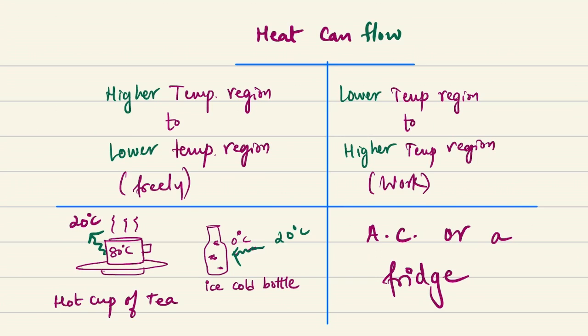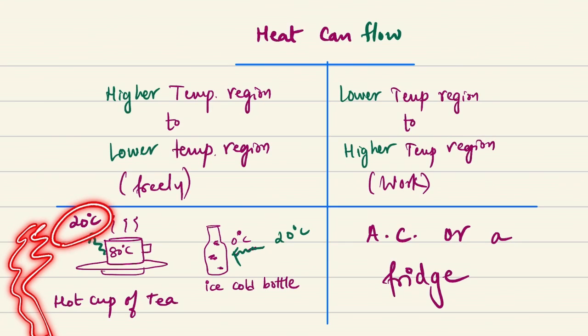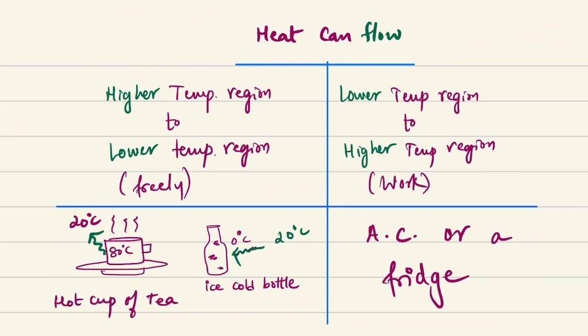But when you are making the heat flow from a lower temperature region to a higher temperature region, you will have to do work. For the sake of example, we can discuss the same example which we discussed in one of the previous videos on temperature. Let's say we have a hot cup of tea, and the temperature of the tea is 80 degrees Celsius, and the surrounding is 20 degrees Celsius. So the heat is going to flow from the tea to the surrounding, which is flowing from a higher temperature region to a lower temperature region.